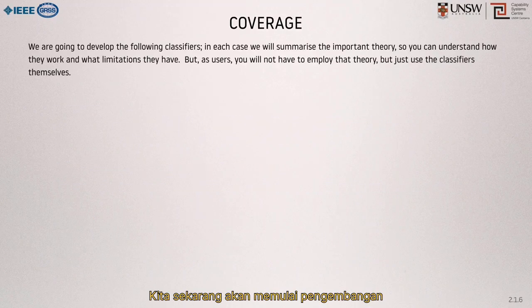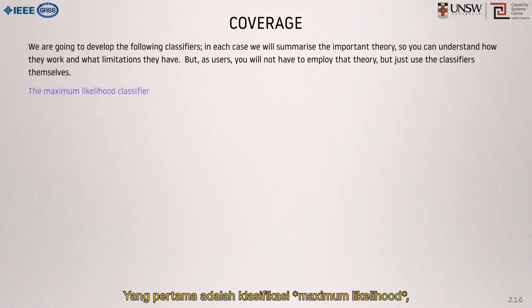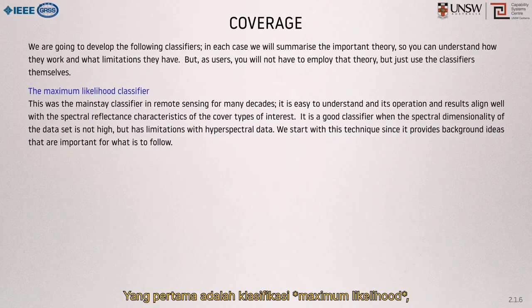We are now going to embark upon the development of 4 common classifiers. The first is the maximum likelihood classifier, which was the main algorithm used in remote sensing for many decades. It is still highly usable, particularly when the number of wavebands is small, but it does have limitations in respect of hyperspectral data, unless methods are employed to reduce data dimensionality beforehand. We will look at some of those methods in Module 3.